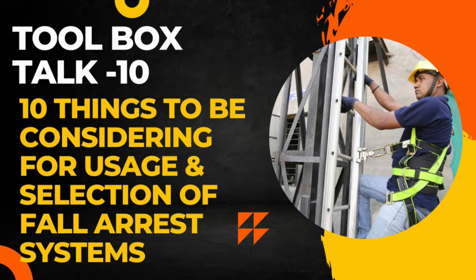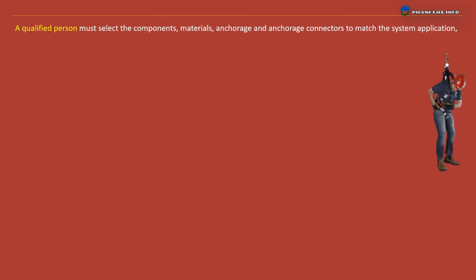Today our toolbox topic is 10 things to be considering for usage and selection of fall arrest systems. Whenever you are using a fall arrest system, please consider these 10 things for safety. 1. A qualified person must select the components, materials, anchorage and anchorage connectors to match the system application, the workplace hazards, and the environment.